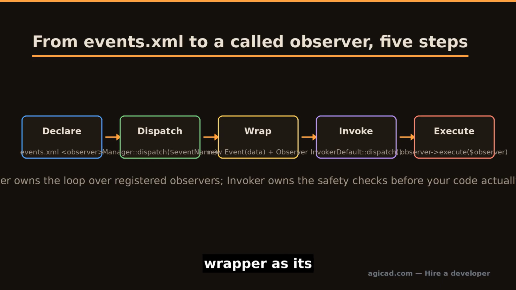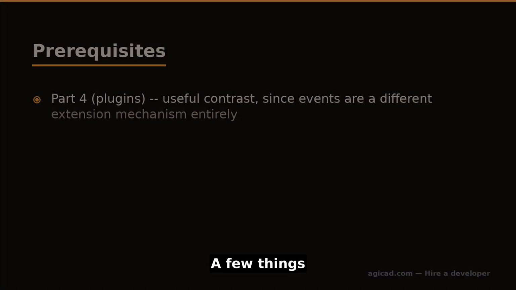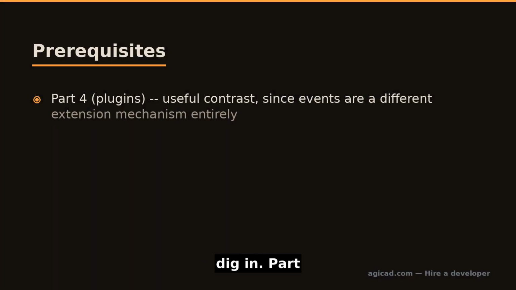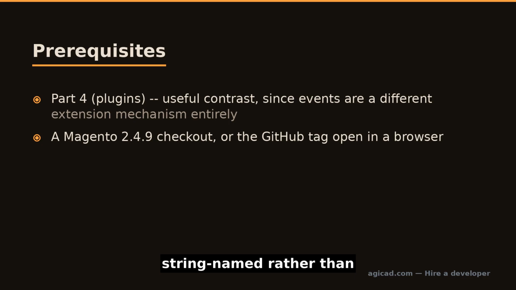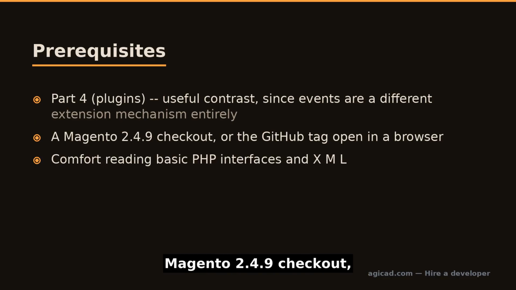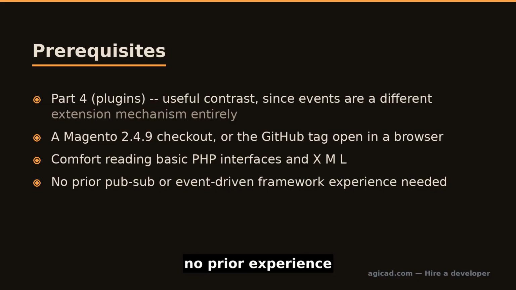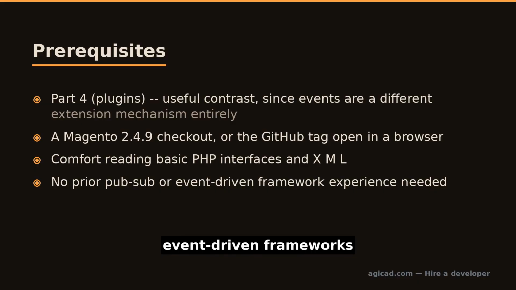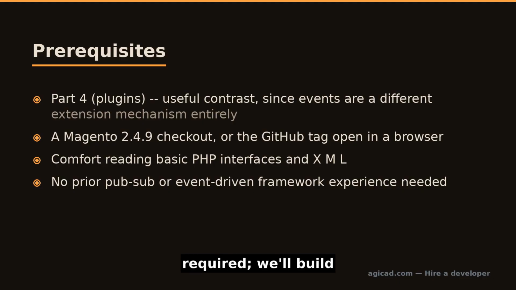A few things help before we dig in. Part 4, on plugins, is useful. Contrast here: events are a completely separate extension mechanism, string named rather than class targeted, and it helps to see how differently the two are wired. Either a real Magento 2.4.9 checkout, or the GitHub tag open in a browser tab. Comfort reading basic PHP interfaces and XML is enough. No prior experience with publish, subscribe, or event-driven frameworks required. We'll build the vocabulary from the real source.